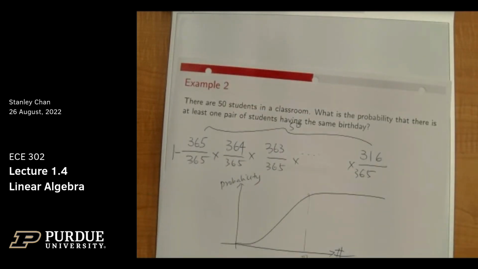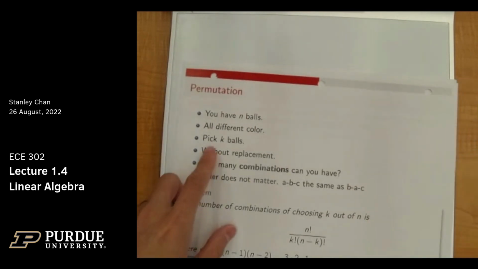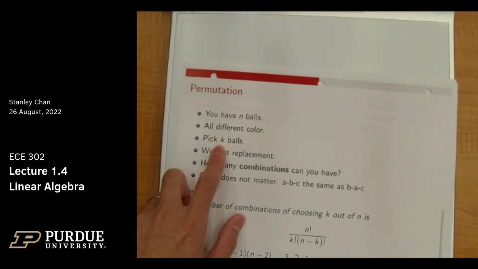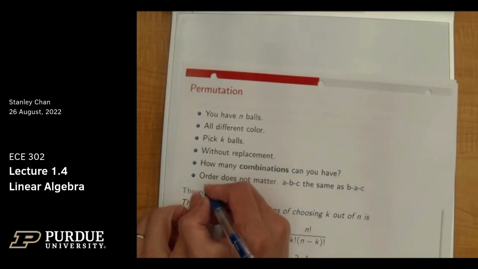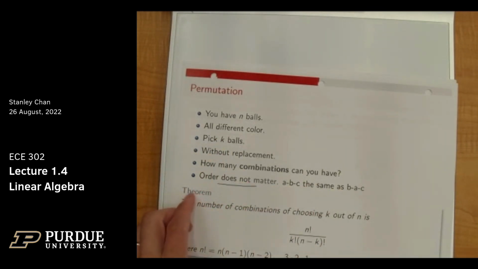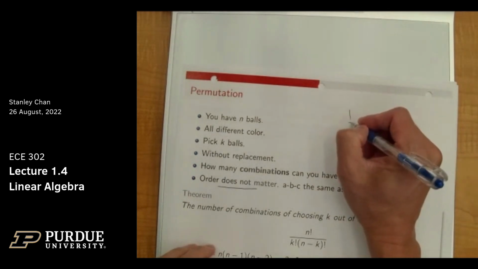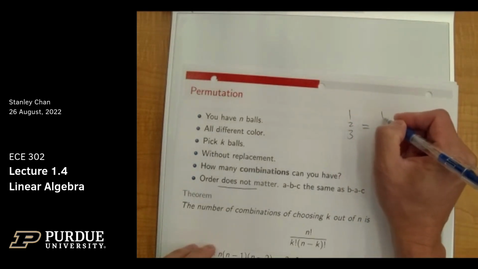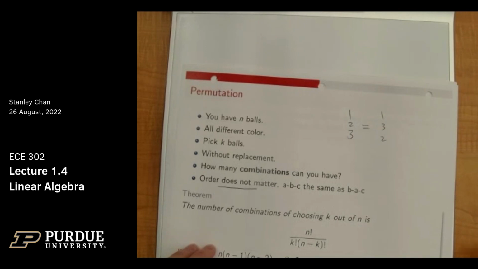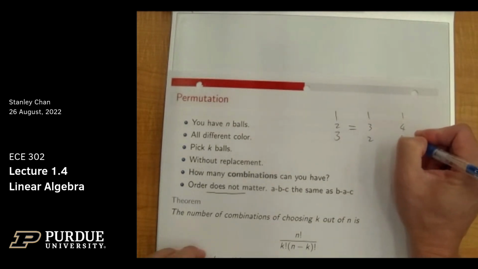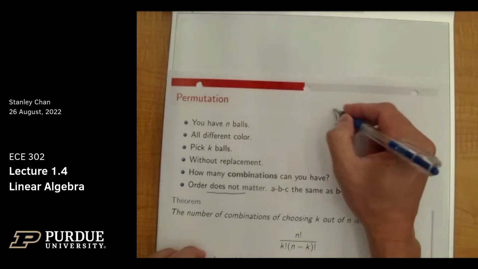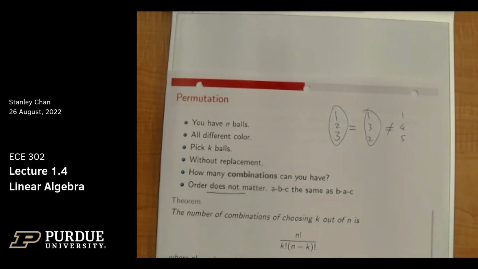So let me also talk about the combination. The combination says the following. You have n balls. They're all in different colors, and you want to choose k of those. Now, the order does not matter. So what that means is that now I have this 1 and 2 and 3. This is the same as 1 and 3 and 2. The only thing that will become different would be 1 and 4 and 5. Now, that's different. Okay? But this combo and this combo, they will be quantified as the same thing.